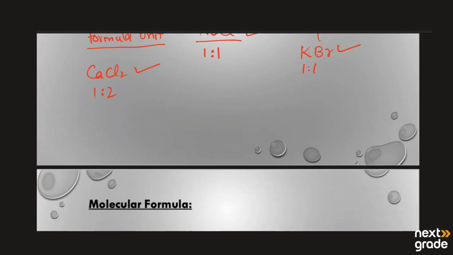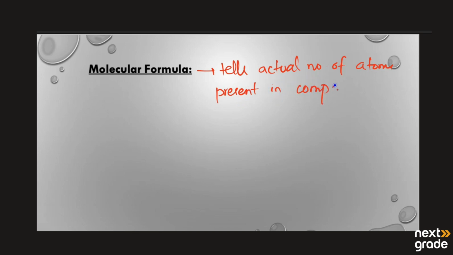Next we have the molecular formula. The molecular formula is basically the formula that tells the actual number of atoms present in the compound. So the molecular formula tells us about the actual number of atoms, how many atoms are present.